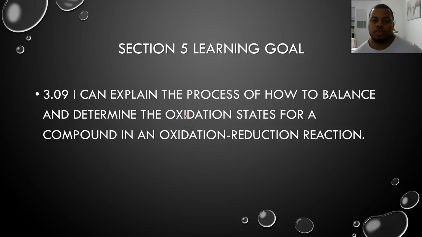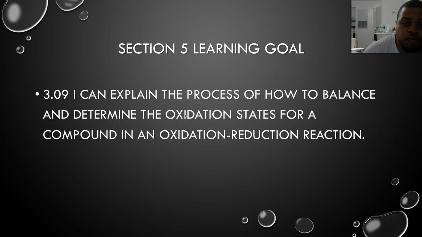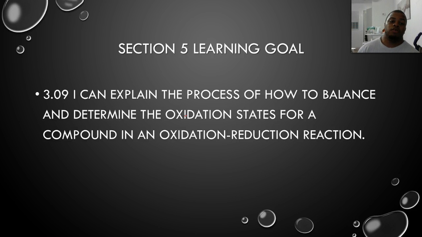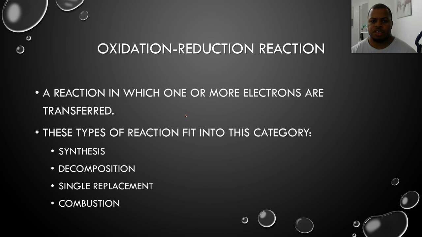Alright, so we're coming up into our last couple of videos here, and we're going into section 5, where we're actually going to look at the process of how to balance and determine the oxidation state of a compound or of elements in a compound for an oxidation reduction reaction. Now, for a redox reaction, we have a couple of things that we're going to need to pay attention to. So again, take notes, and if you have questions, please don't hesitate to ask me in class.